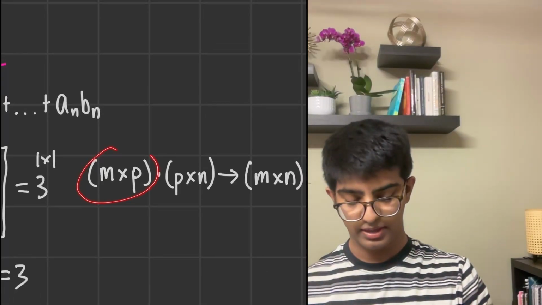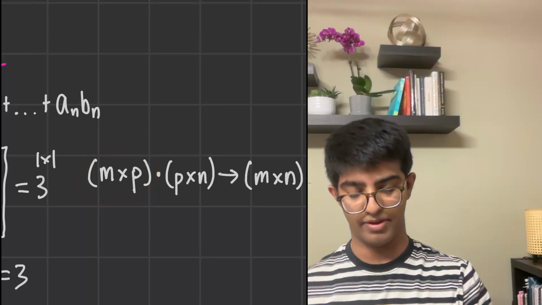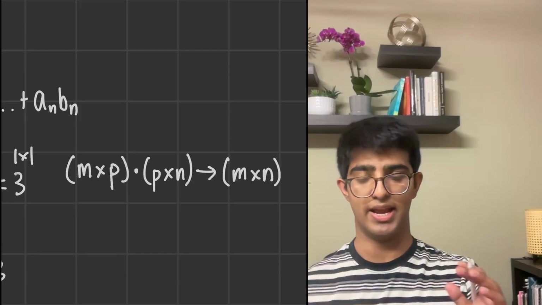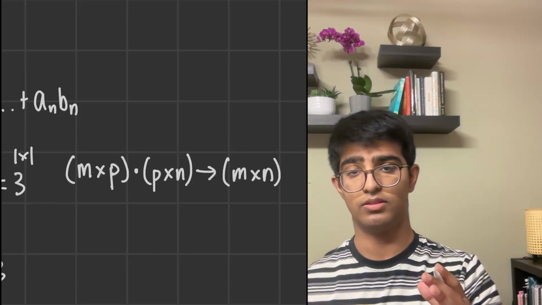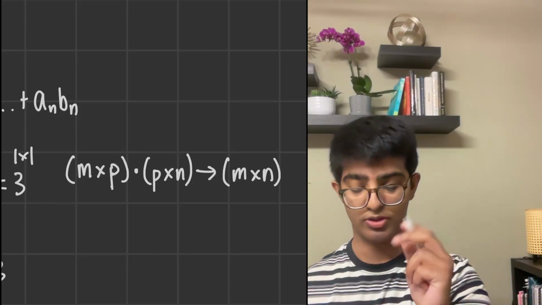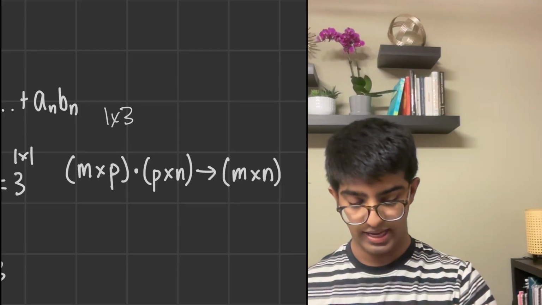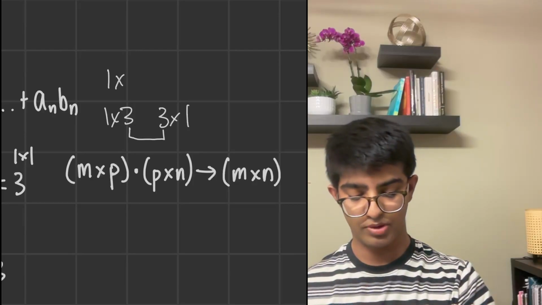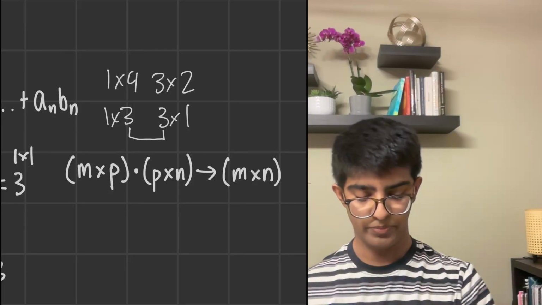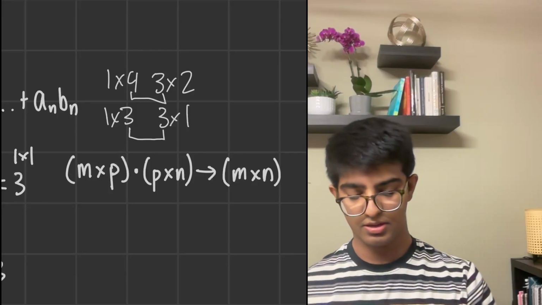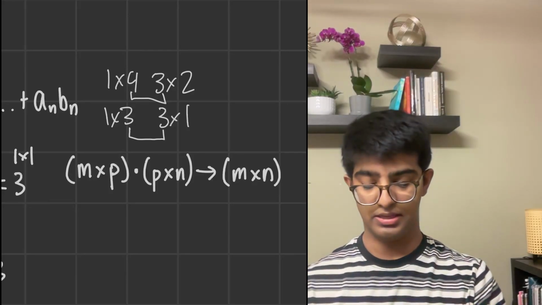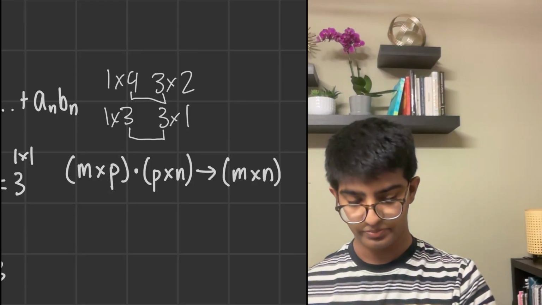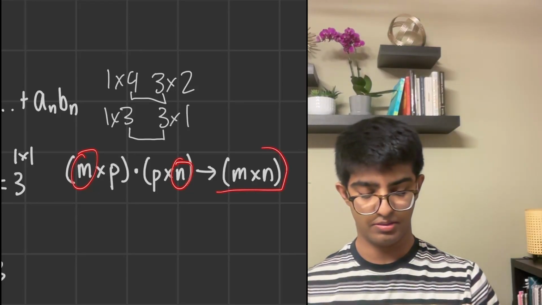So we have a matrix that's m by p, for example 1 by 3, and another matrix which is p by n. What this means is that the inner dimensions have to match. If we had 1 by 3 and 3 by 1, this works. But if we had 1 by 4 and 3 by 2, this wouldn't work because 4 and 3 don't match. Once they get multiplied, they result in an m by n size matrix.